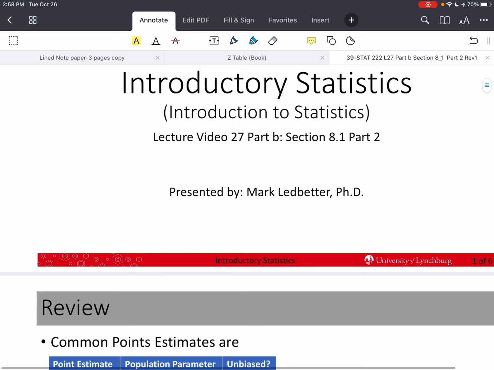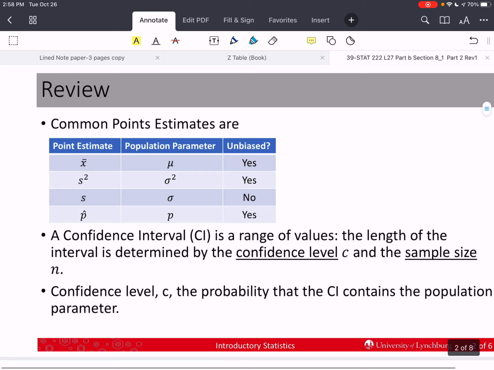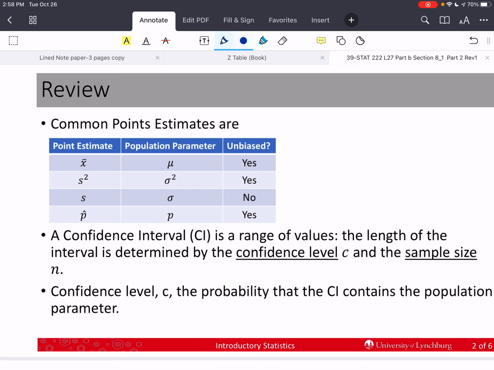This is lecture video 27, part B, and we are in section 8.1, the second part of that. So earlier in this section, we talked about the common point estimates, and these are statistics that we calculate from the data. These are single values, and that's why they're called point estimates. So X bar estimates the population parameter mu, S squared estimates sigma squared, S, the sample standard deviation, estimates the population standard deviation sigma, and P hat estimates the population proportion, P. And all of these are unbiased except for the sample standard deviation.